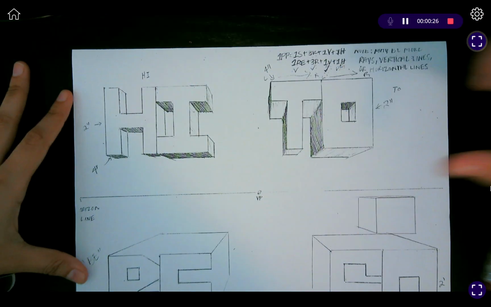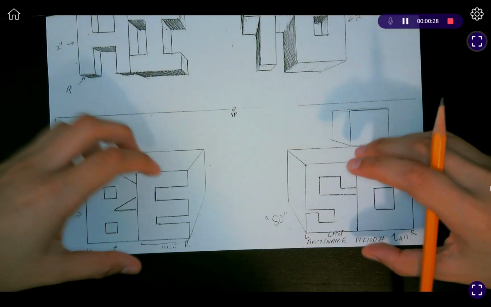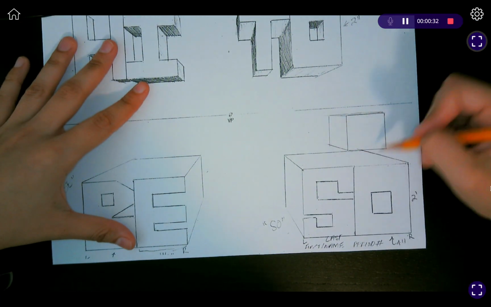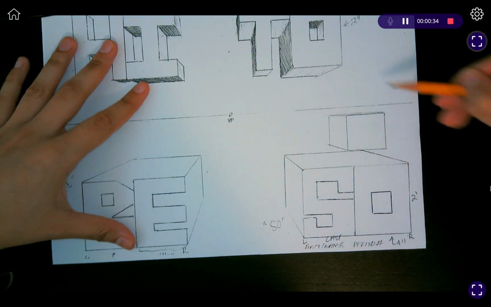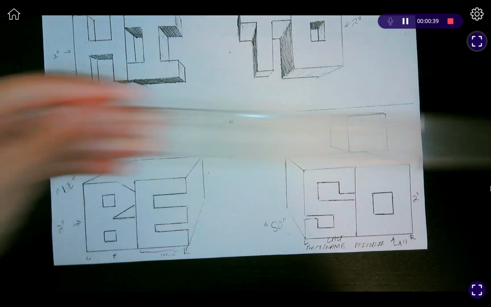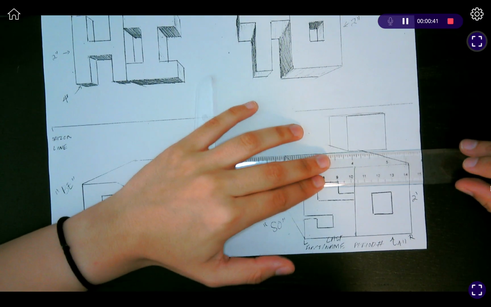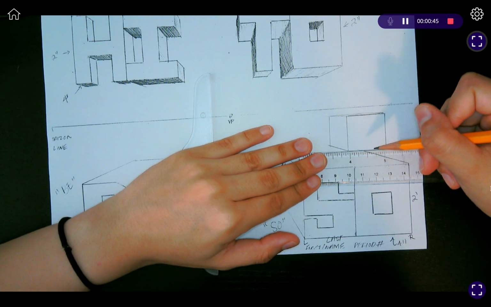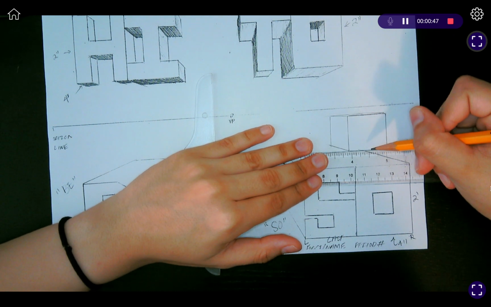I demoed these two in class, and I used these as examples, but I want to show you guys the process before we get here. So the first thing you want to do is draw your cube or your rectangular prism. Then what I often do is split up the cube to provide enough room for both of my letters.